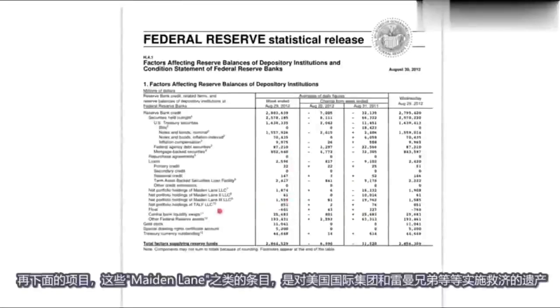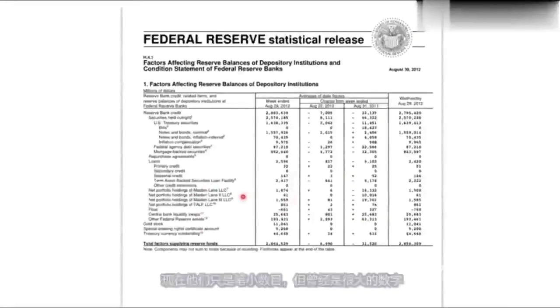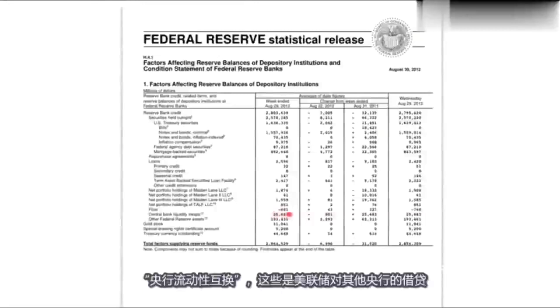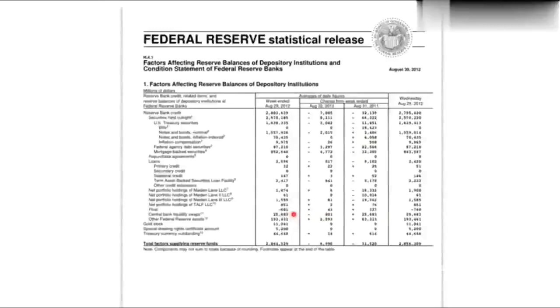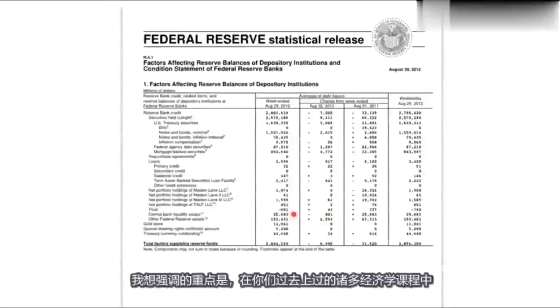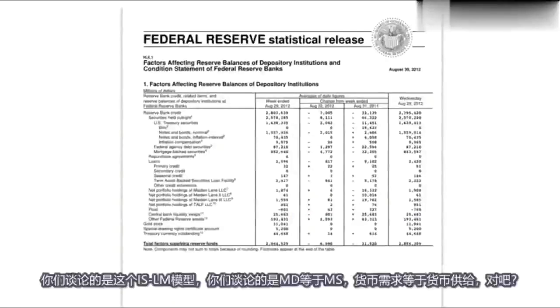These things here, Maiden Lane, all this is left over from AIG and Lehman and all those sorts of things. We can talk about them. They're small numbers now, but they were large numbers. Central bank liquidity swaps: these are the Fed lending to other central banks, to the ECB, to the Swiss National Bank, to the Bank of Japan.